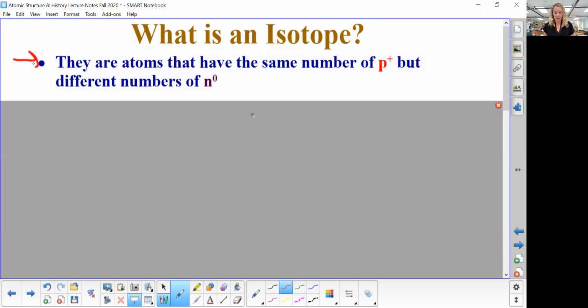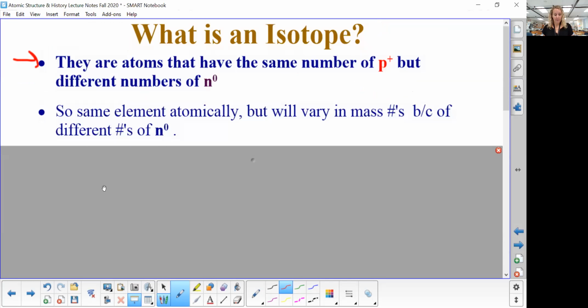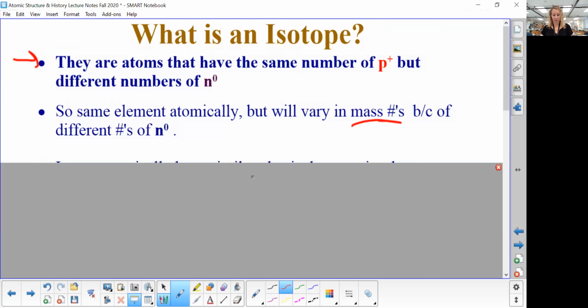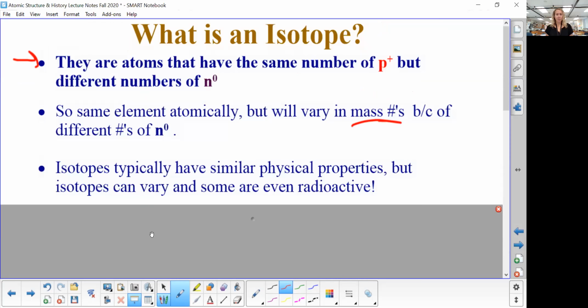So they are atoms that have the same number of protons, but they have different numbers of neutrons. So they're the same element atomically. You wouldn't be able to tell them apart, but they vary in mass number because of different numbers of neutrons. They do typically have very similar physical properties, meaning if you had a hunk of lead, you wouldn't be able to say, oh, this part of it is lead 207 and this part is lead 209, okay?